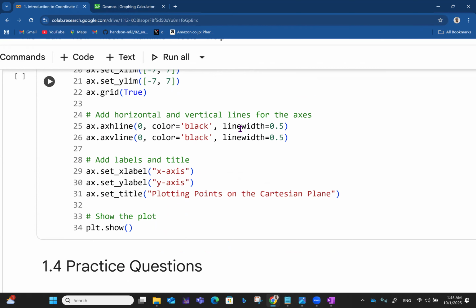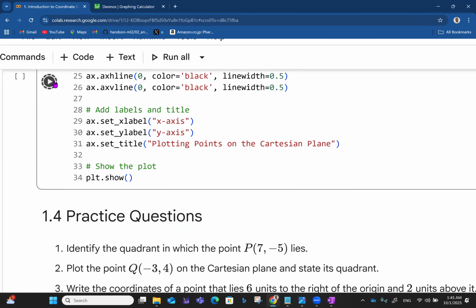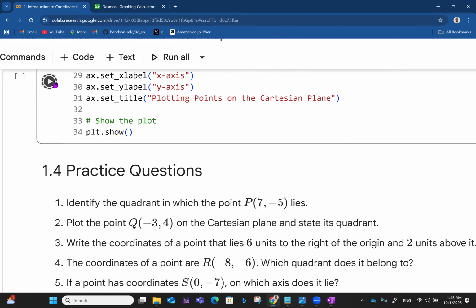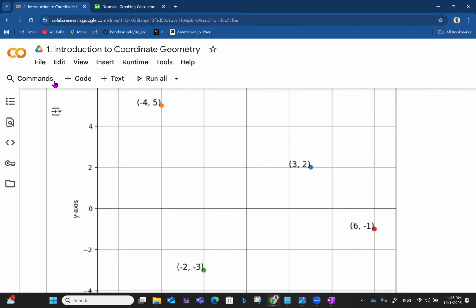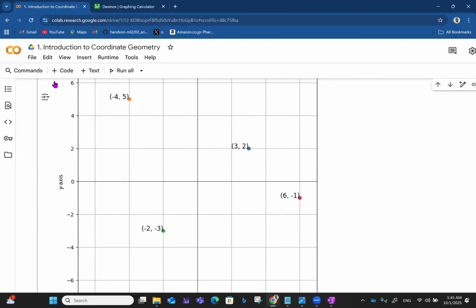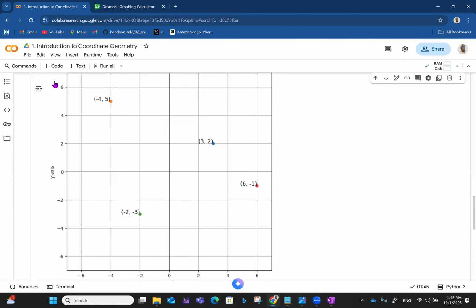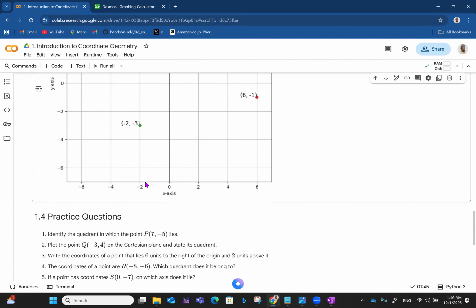So I will give them color black with line width 0.5. Then we can add labels, x-axis, y-axis, and then plotting points on the Cartesian. That's the topic. So if you run this now, that just generates it. So I've done it manually, plotting the points the way I showed you, on my own. And then here now, I've also shown you how to do it on Desmos. Now this is how to do it with Python like this.